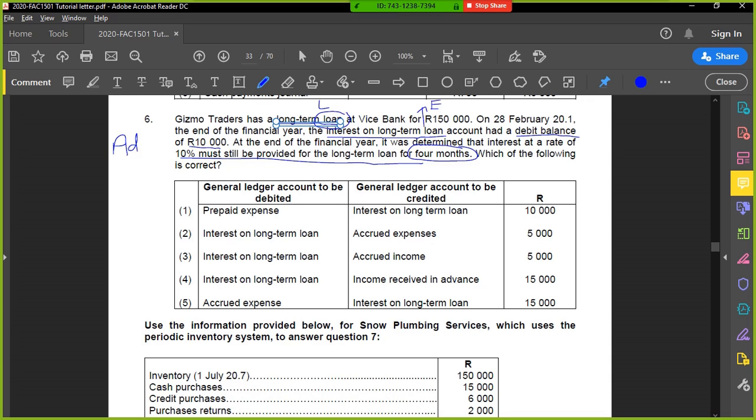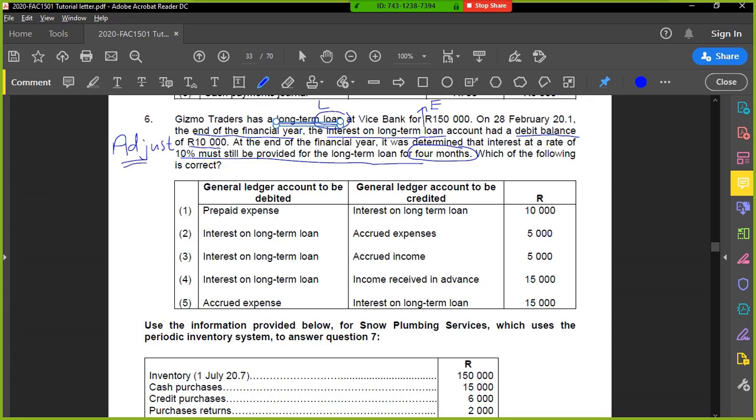Okay, so this is part of your adjustments. You've got a whole chapter on that, looking at different adjustments that happen at year end. Year end adjustments only take place at year end because of accuracy. You want the financial statements to be as accurate as possible. Sometimes you have situations like this.